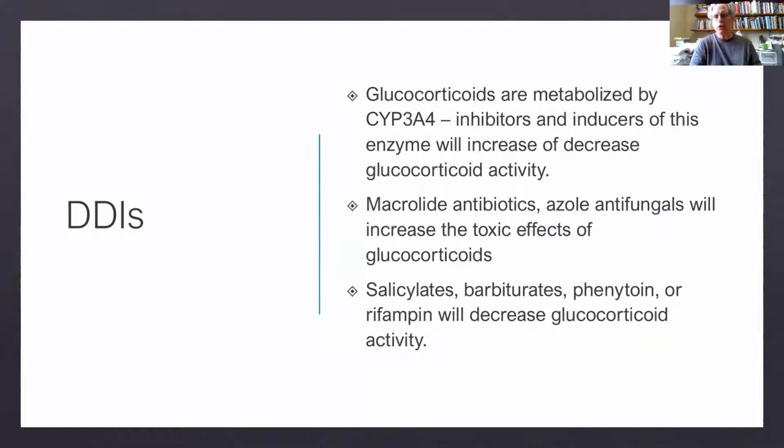Again, inhibitors and inducers of cytochrome P450-3A4 will either increase or decrease glucocorticoid activity. That includes things like macrolide antibiotics and azole antifungals. These will increase the toxic effects of glucocorticoids. Drugs like salicylates, barbiturates, hydantoins like phenytoin, or the antibiotic rifampin will decrease glucocorticoid activity because they induce cytochrome P450-3A4.